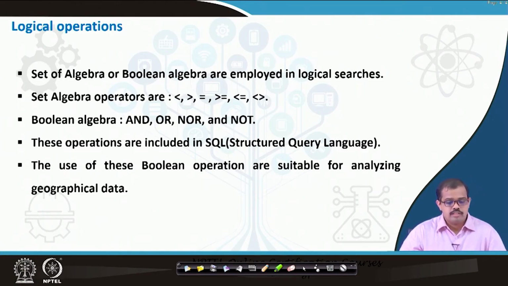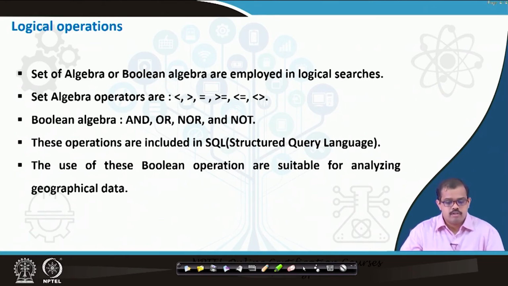Then you have Boolean algebra like AND, OR, NOR, NOT. They are extremely efficient in usage. Where you use AND, it gives you the combination of both sets of data, and OR gives the union, or either of these. Then you have NOR and NOT. Any of those operations of Boolean algebra can be used.